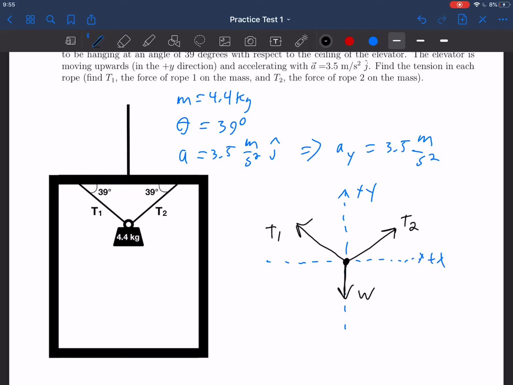That's going to be helpful for us. We have our free body diagram. We can see that it's the y component of tension 1 and tension 2 that is holding up this mass, and that's going to be accelerating this mass upwards, right, as this elevator accelerates upwards.